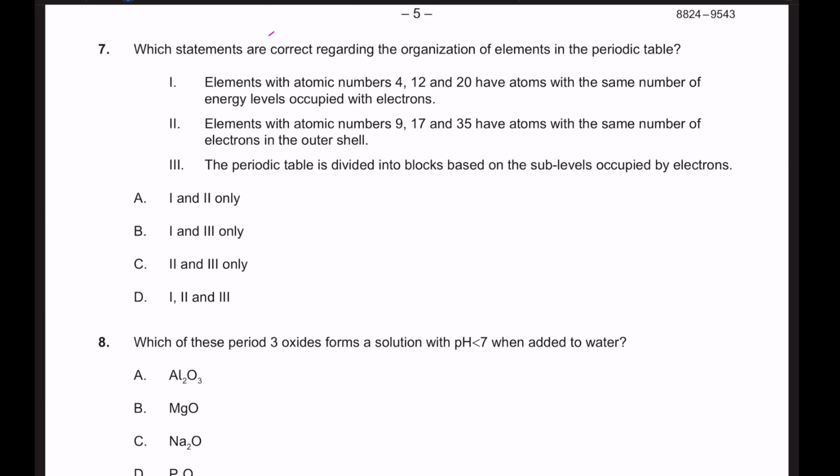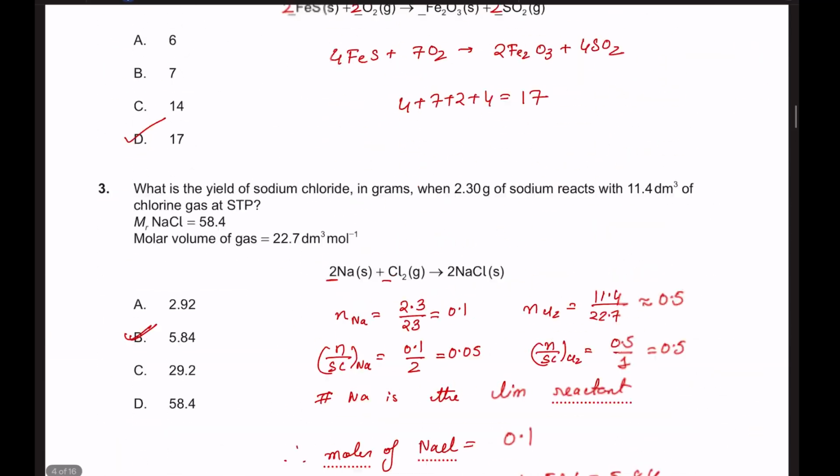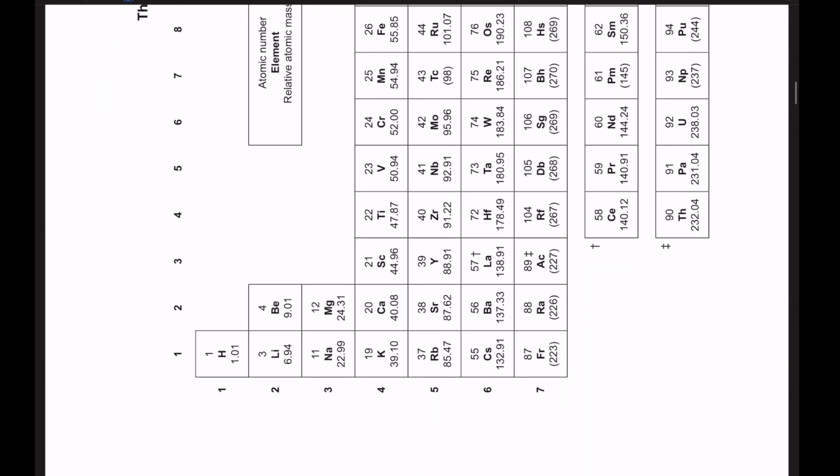Next, which statements are correct regarding the organization of elements on the periodic table? Okay, let's start one by one. Elements with atomic number 4, 12, 20 have atoms with the same number of energy levels. That is actually not right. If you go up, 4, 12 and 20, right? So this is 4, 12, 20. So they have 3 different energy levels.